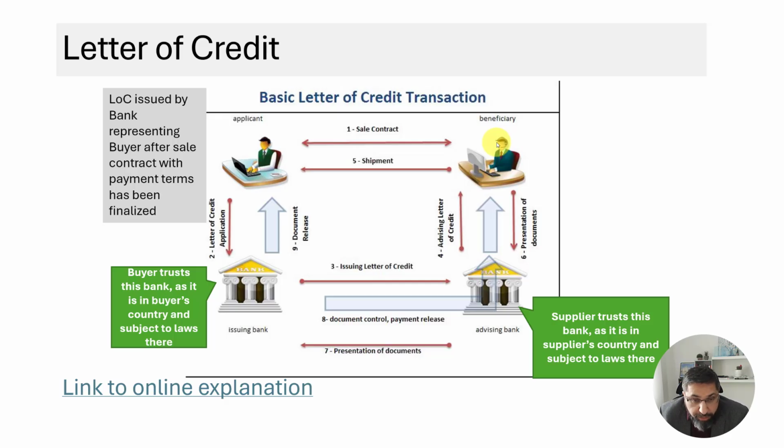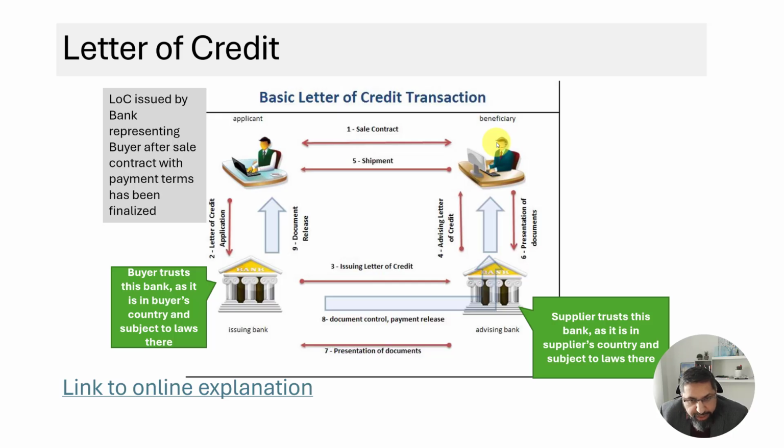Now some suppliers will say, we're not going to start production until you issue a letter of credit. And some suppliers will start production if they trust you, but they'll not ship the goods until they get the letter of credit. So step 2, the buyer has to apply for a letter of credit. It applies to the bank. Step 3, the issuing bank tells the bank in the supplier's country that, hey, here's the letter of credit. So we confirm we'll make the payment if conditions are met.